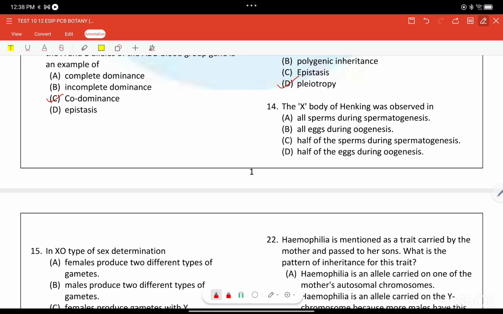The X body of Henking was observed in all the sperm during spermatogenesis? Actually Henking observed that in insects 50% of the sperm had the X chromosome and 50% did not. So all the eggs during oogenesis is incorrect. Half of the sperm during spermatogenesis contain the X body, so answer will be C.